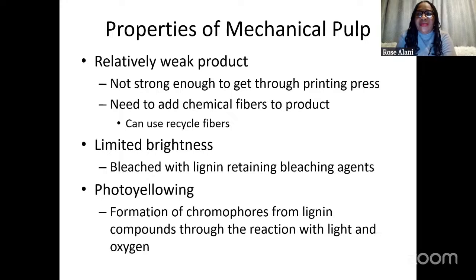It also has limited brightness. Because the mechanical pulp bleaching is different from that of chemical bleaching. So the mechanical pulp bleaching leads to the retaining of the bleaching agent, and so the brightness is not that good. And then there's also photo yellowing in papers produced from mechanical pulp. And the reason is because of the formation of chromophores from lignin.